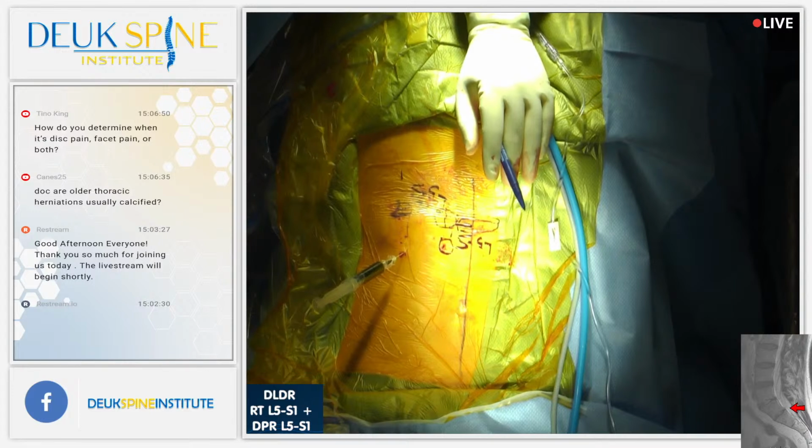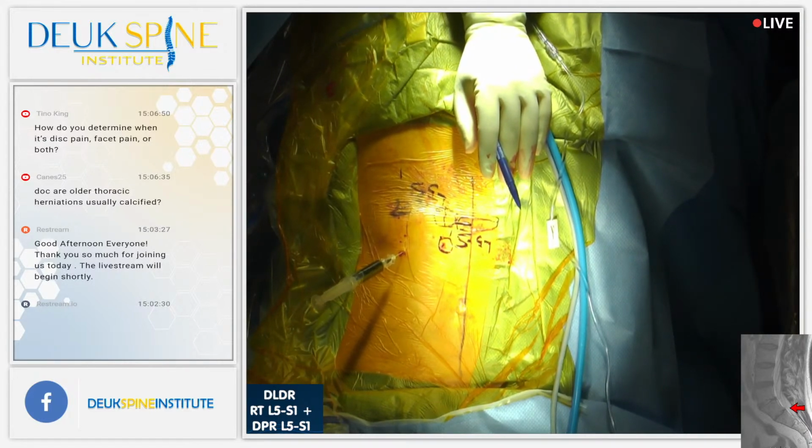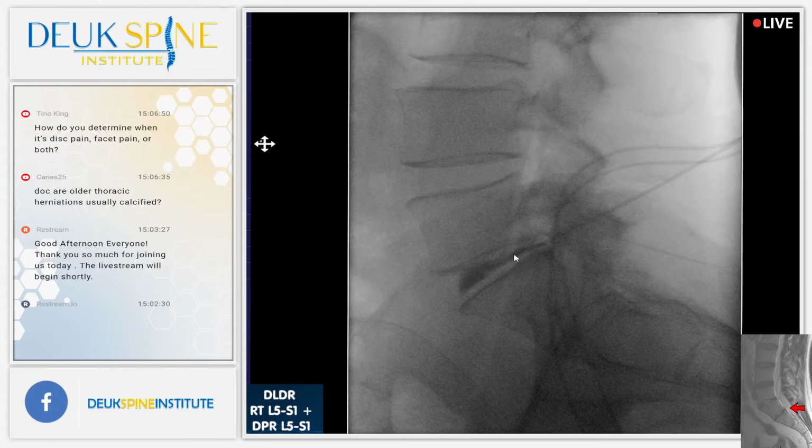We did a little bit of a discogram just to make sure we're in the right place. Within the disc, you could see on the x-ray, Henry, go to the x-ray there. You can see the white arrow is showing you the annular tear. It's huge. Big old tear at L5-S1.